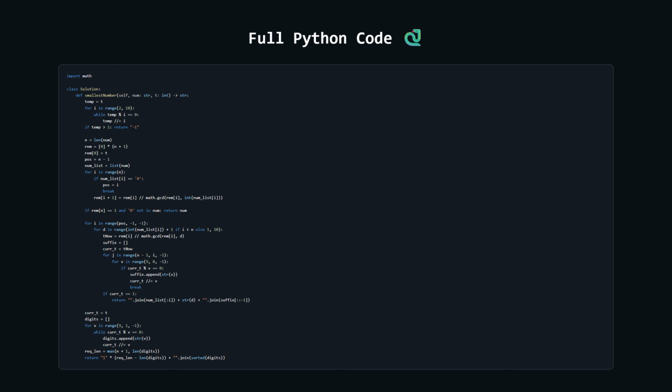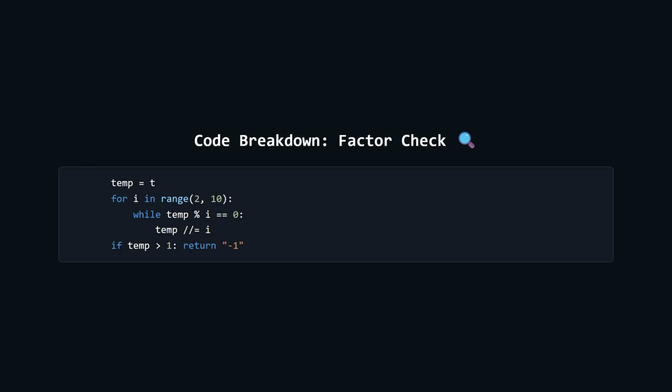Here is the full Python solution. It looks like a beast, so let's slice it up and see how each part works. First up, the trap check. We take our target and aggressively divide it by every number from 2 to 9.